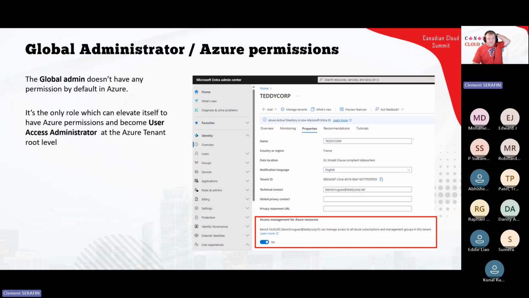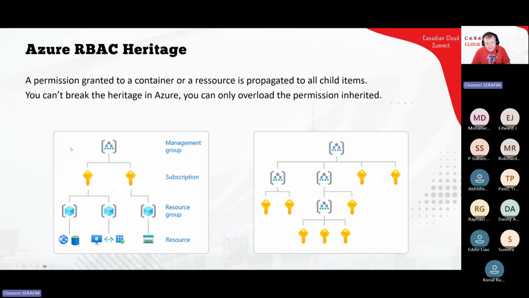So be really careful. That's why the CIS recommendations tell you, please only have like 5 global administrators max, because it can impact Azure as well. And having User Access Administrator at the root doesn't mean I'm owner. So I can't touch resources, but I can give myself the owner role on every subscription and management group.